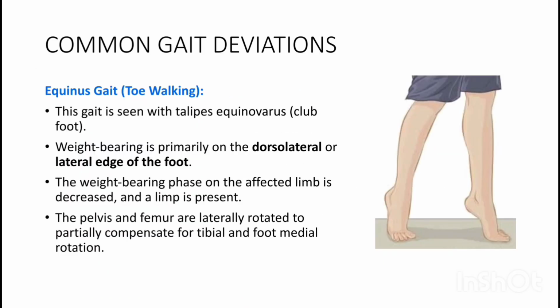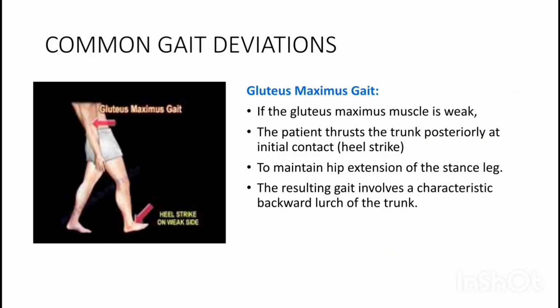Next is Equinus gait or toe walking. This is seen with patients with talipes equinovarus or clubfoot. Stance phase weight bearing is primarily on the dorsolateral or the lateral edge of the foot. Stance phase on the affected limb will be reduced and a limp will be present. The femur and pelvis will be laterally rotated on the affected limb.